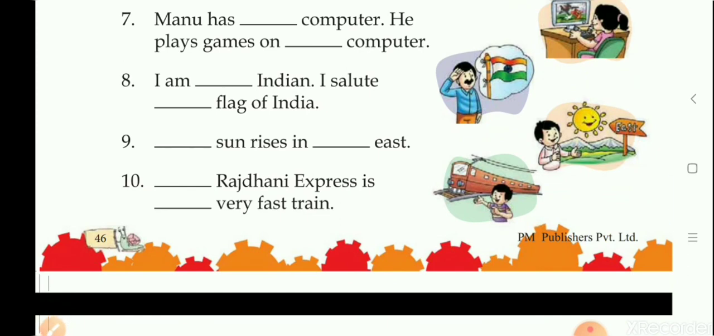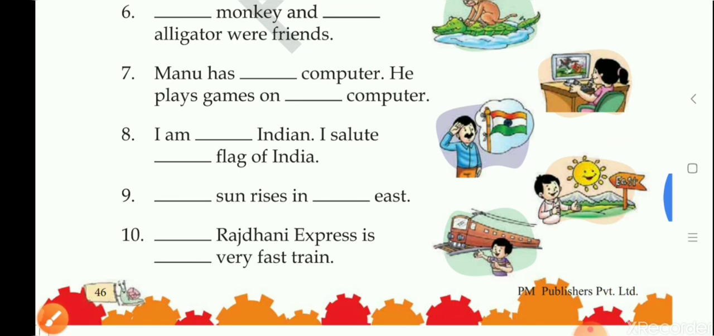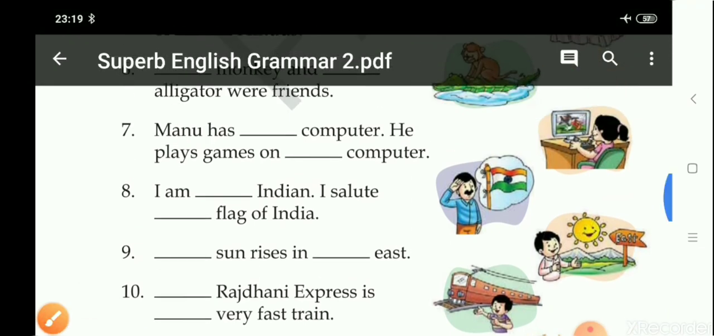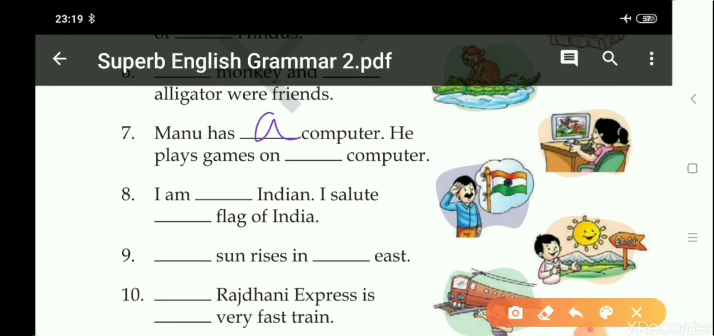Manu has a computer. Manu has a computer because C is consonant. He plays game on the computer because it is the same computer. The noun is repeated, and the computer is the same computer which Manu has. Manu has a computer and he plays game on the computer.